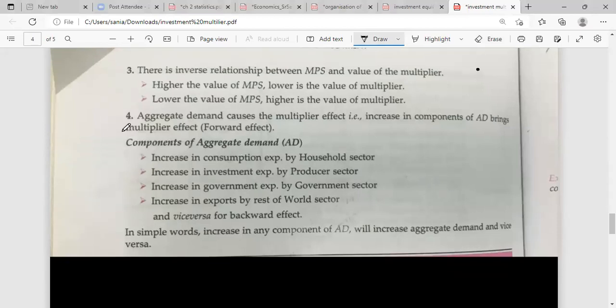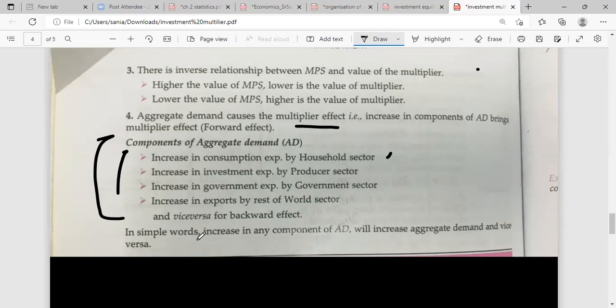Okay, so now the fourth point. Fourth is aggregate demand causes the multiplier effect. Aggregate demand always causes the multiplier effect. That means, see, these are the components of aggregate demand. Whether the household sector increases consumption or expenditure, or the government sector, any of the components will increase, it will automatically lead to the multiplier effect, that is the forward effect. You will write the fourth point: aggregate demand causes multiplier effect, that is, an increase in a component of AD brings the multiplier, and these are the components of AD.